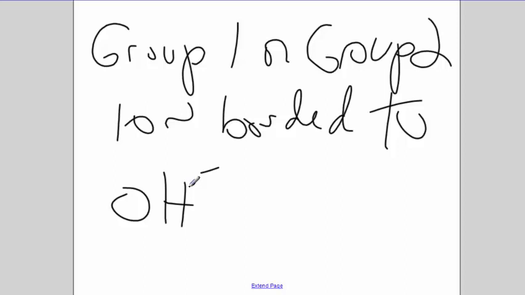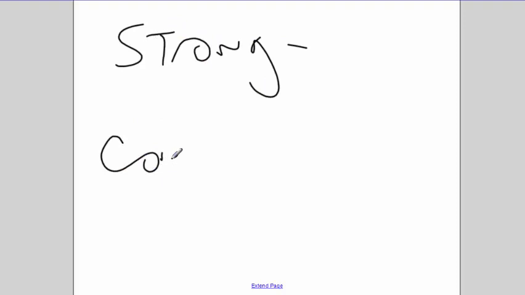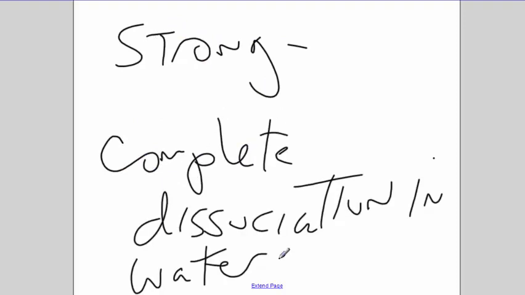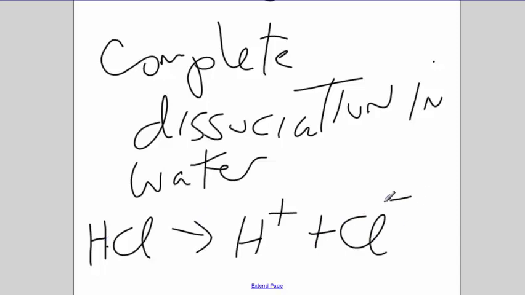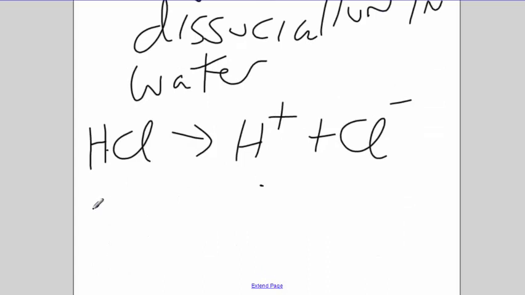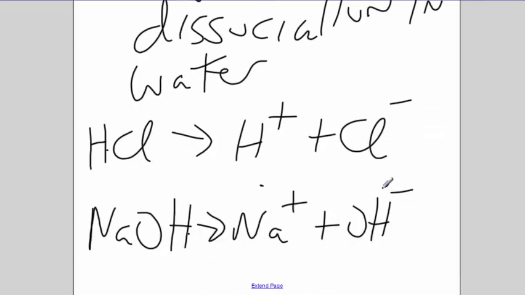Now, what does it mean to be strong or weak? Strong means complete dissociation in water. So, in water, HCl is not HCl. It's really H+ plus Cl minus. In water, NaOH isn't NaOH. It's really Na plus and OH minus. Again, think about a net ionic equation. When you're writing a strong acid or a strong base in the net ionic equation, you completely dissociate it just like you would an ionic salt.